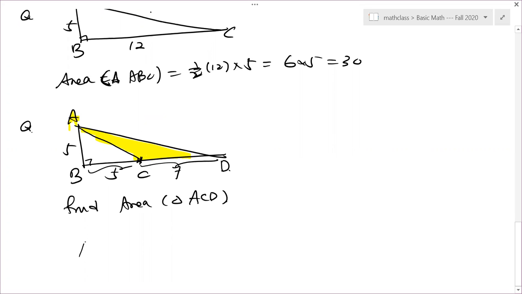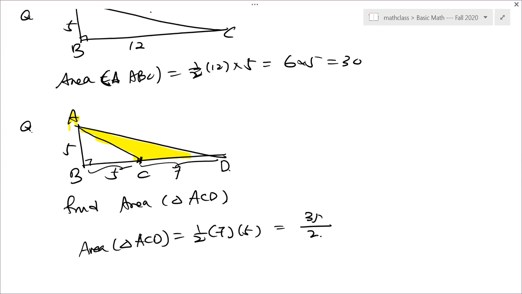Well, the height is 5, so the area of the triangle ACD is going to be half of the base. The base is 7. The height is 5. So 35 divided by 2. That's it. Right? The height is 5. The base is 7.